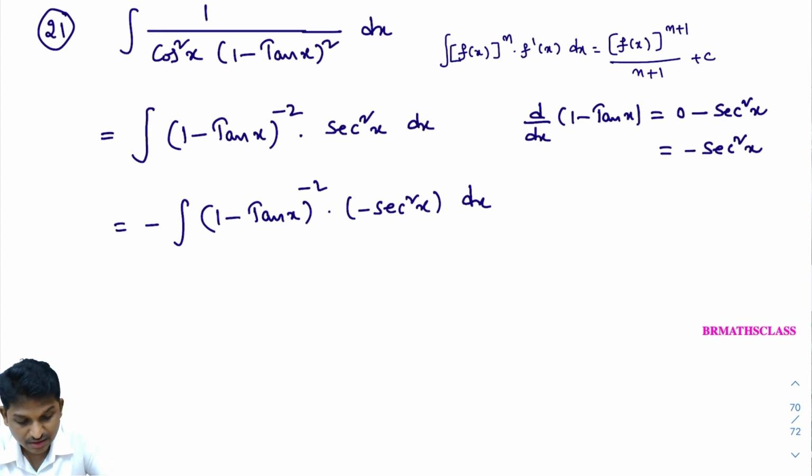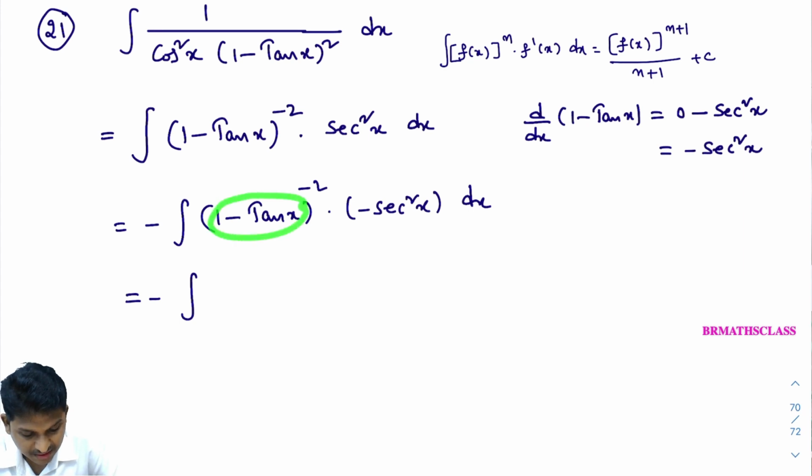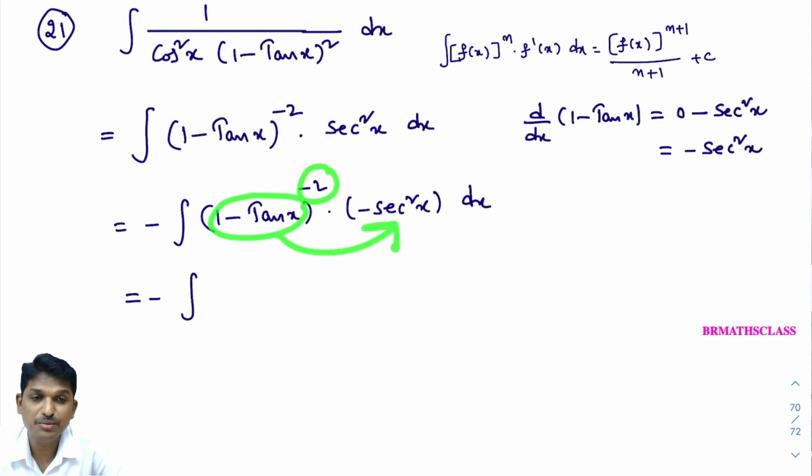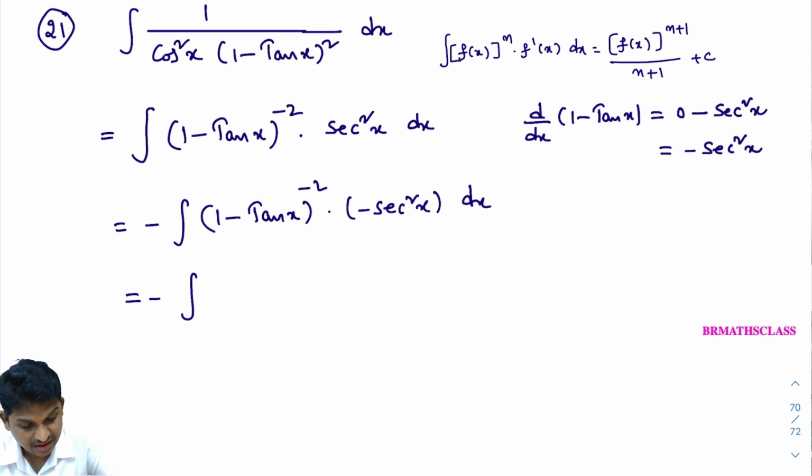Now, the point is, what am I trying to write? I am trying to write the given function in the form of f of x whole power n into f dash of x. This is f of x, whole power n. This is n. n is minus 2, into f dash of x. What is the derivative of 1 minus tan x? 1 minus tan x derivative is minus secant square x. Okay. So, that is right. This is the direct formula.